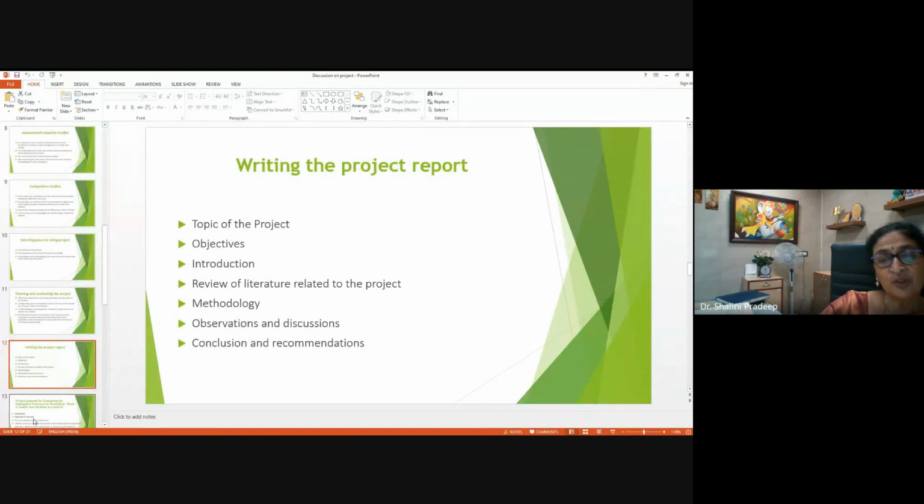Next is writing the project report. You will have to give a title to your project. What are the objectives? The objectives should be SMART. That means it should be specific, measurable, attainable or achievable, realistic, time bound. Okay. So these are how you should frame your objectives. Okay. So you should be able to do it within 1 month.